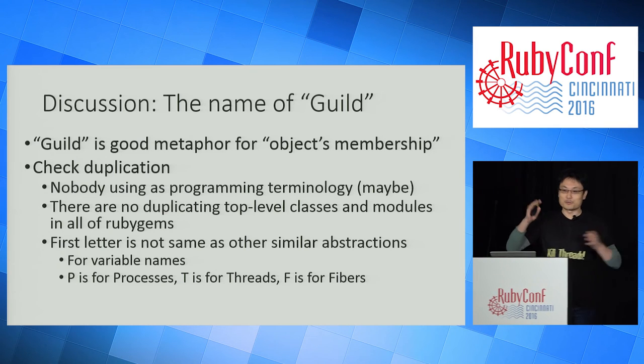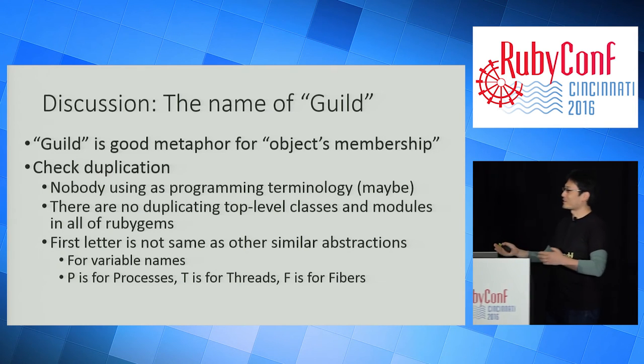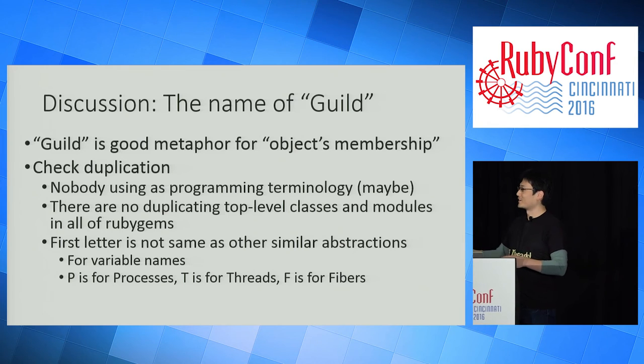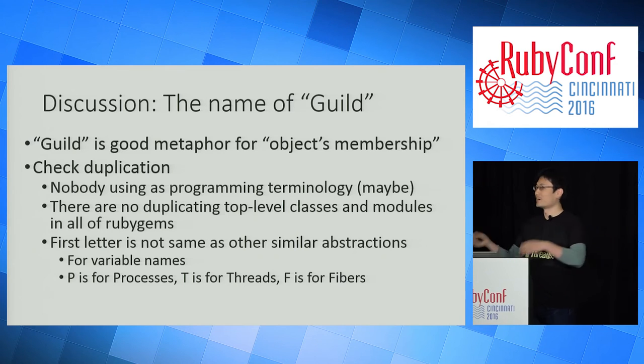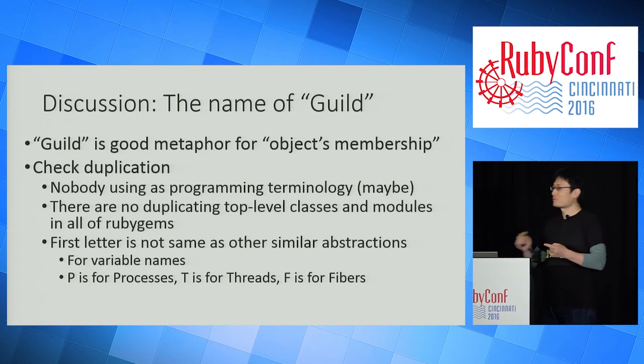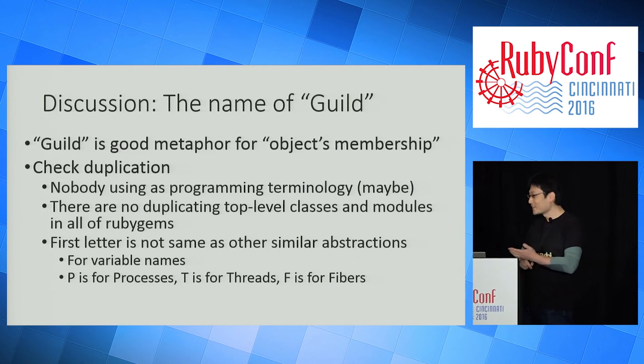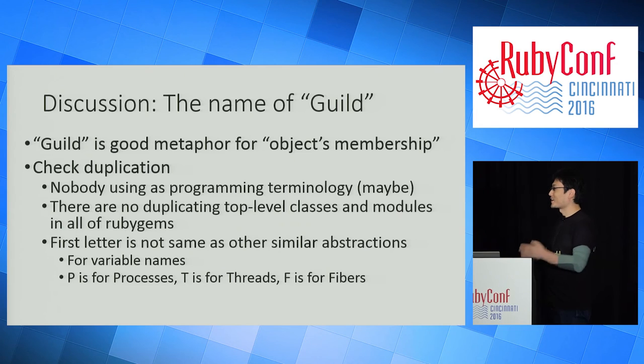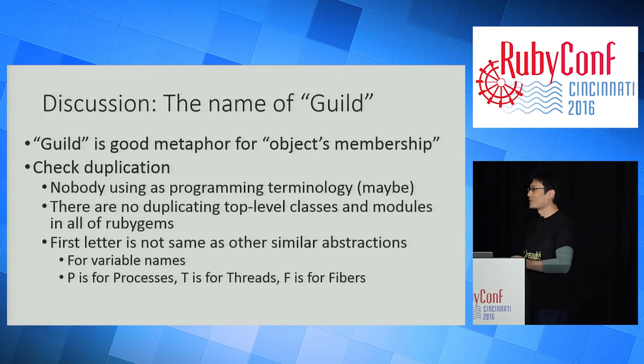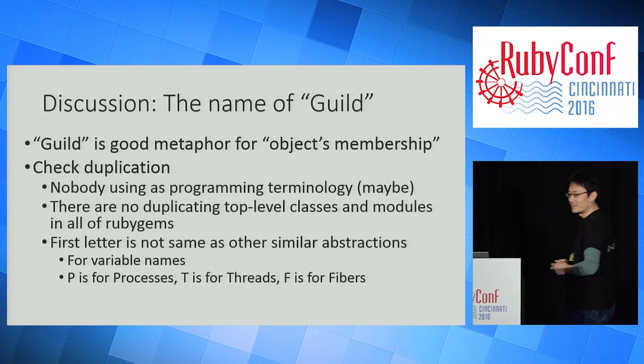And the most important thing is that the first letter is different from other similar abstractions. T is for thread, P is for process, F is for fiber. So we can't use P, T, or F, but we can use G, so it is an empty slot.